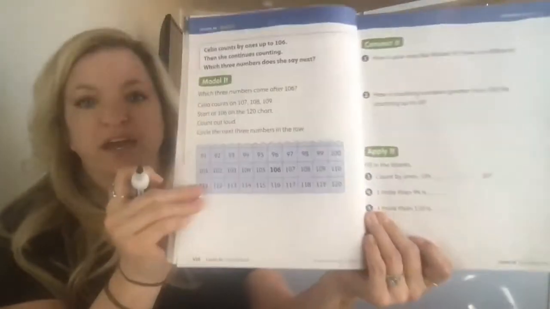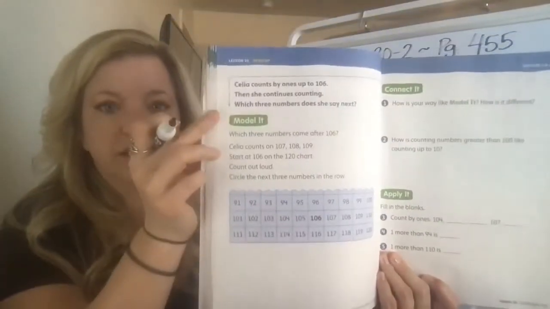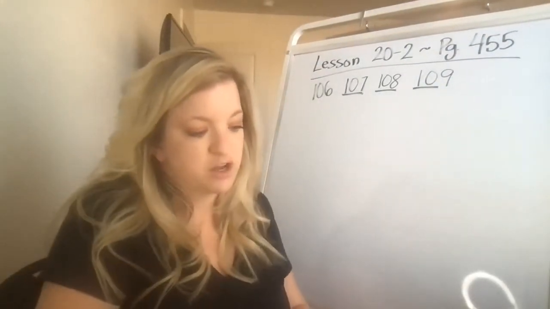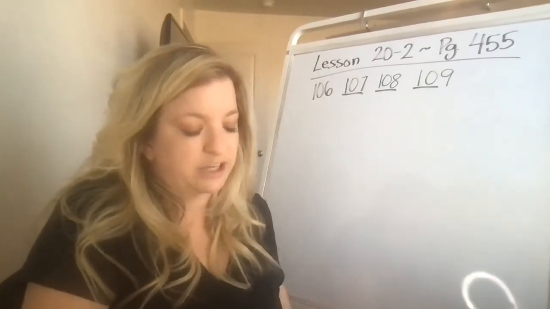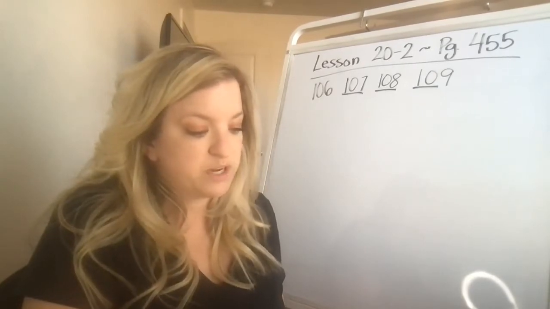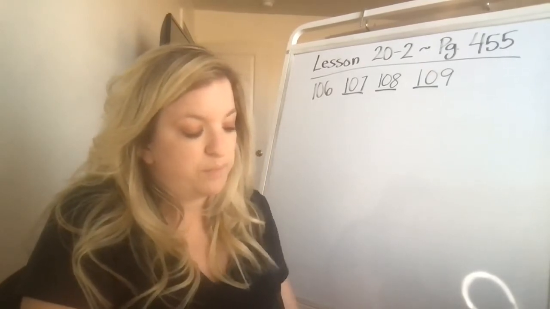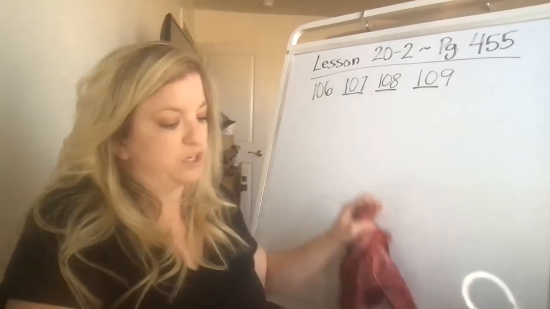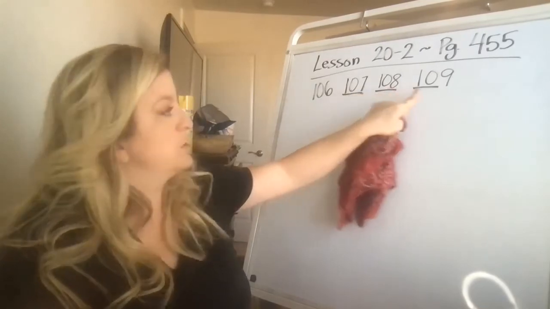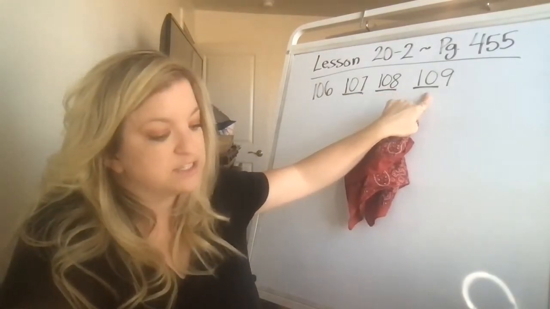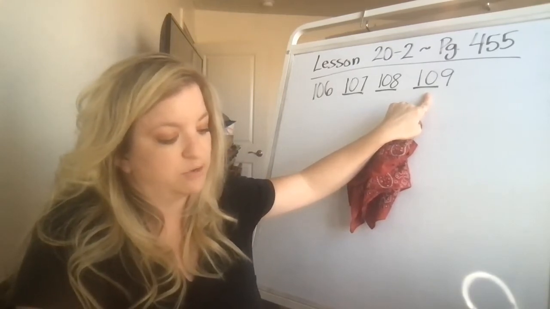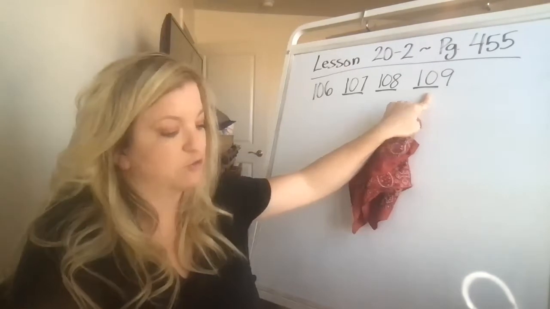And then on the back page, it looks like this. You have your model it, where the book says how they would solve it. Looks like they would solve it using a hundreds chart. So it restates the problem. It says Celia counts by ones up to 106. Then she continues counting. Which three numbers does she say next? Model it. Which three numbers come after 106? Celia counts 107, 108, 109. Start at 106 on the 120 chart. Count out loud. Circle the next three numbers in a row.